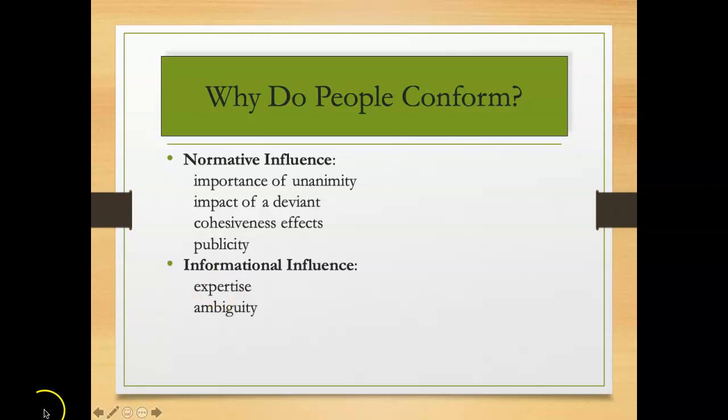When tasks are ambiguous, okay? So the Asch task was not an ambiguous task. I mean, it was clear, the length of the lines was pretty obvious.